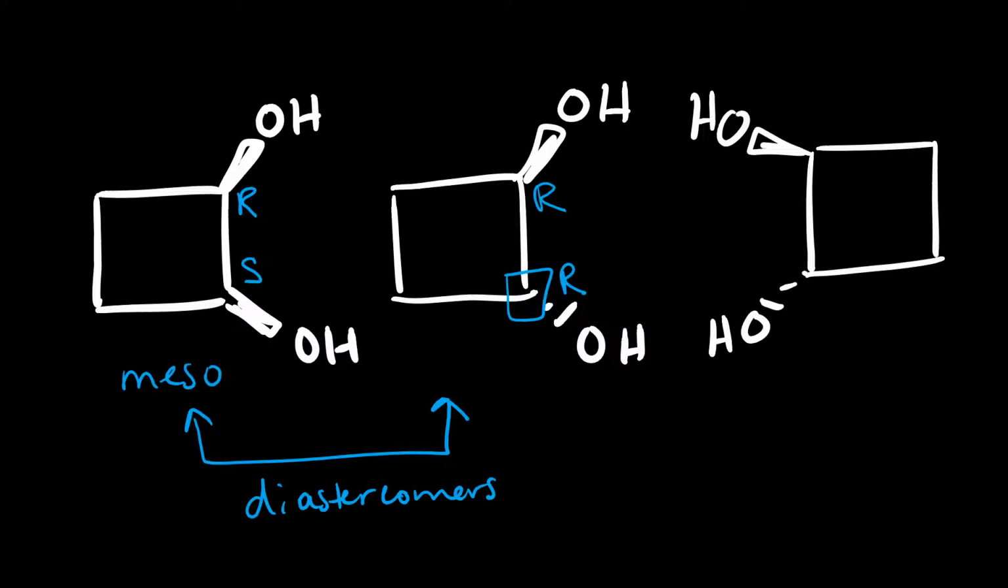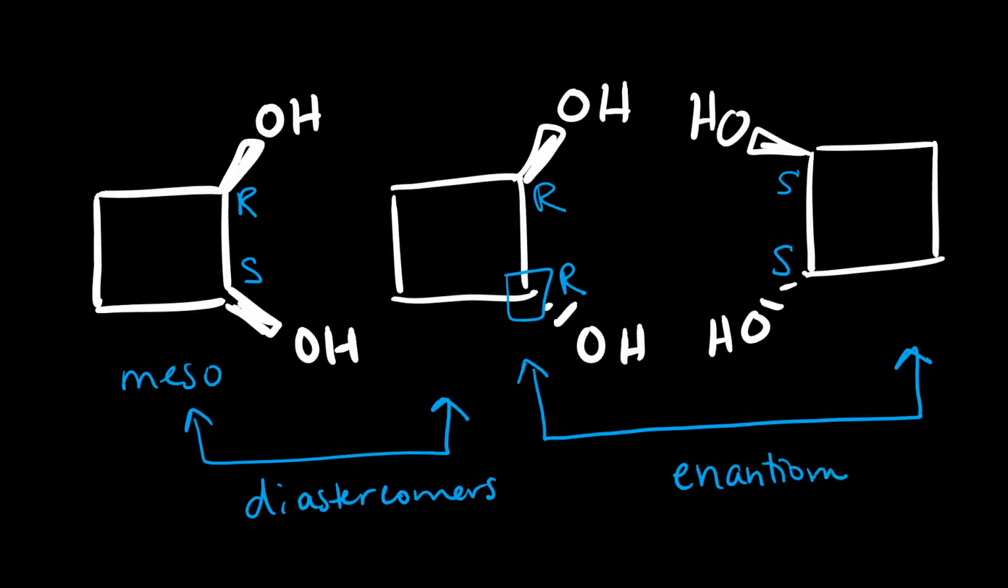On the other hand, if we draw the mirror image of this RR isomer, we now have the SS isomer, and these two are enantiomers.